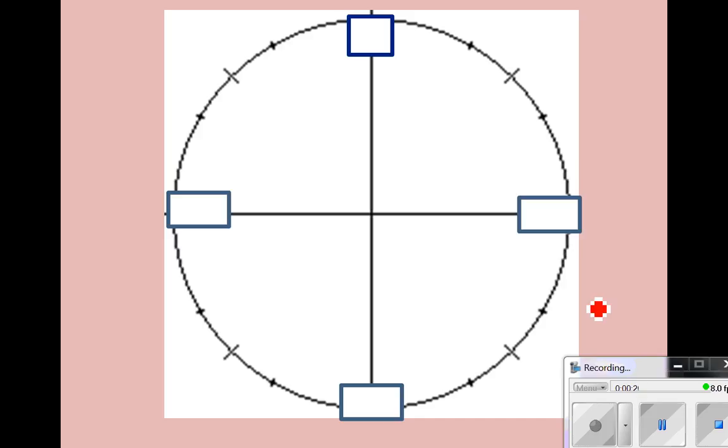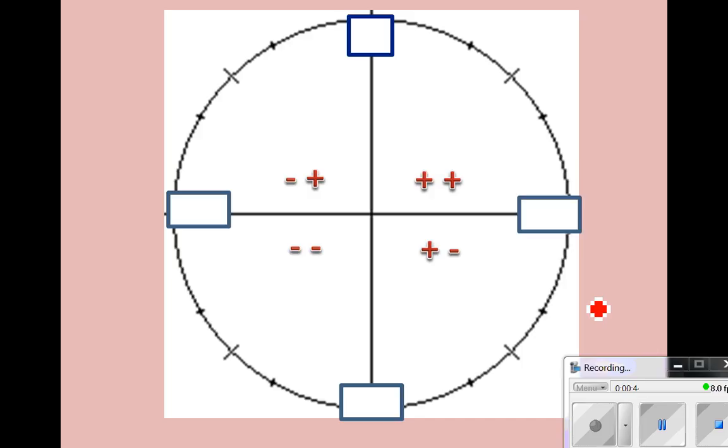We know we have a circle with 4 quadrants, and if you plot a point in this quadrant, you're going to have a positive number for the x and a positive number for the y. This one would be a negative for the x and a positive for the y. This one would be a negative for both the x and the y. And the last one would be a positive for the x and a negative for the y.